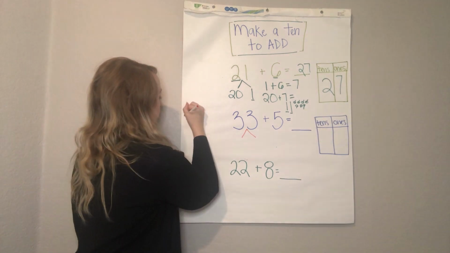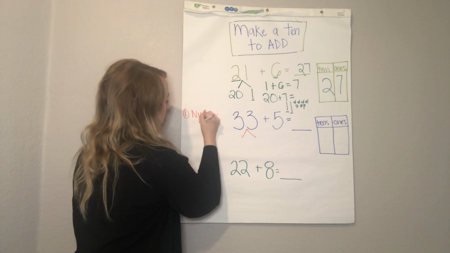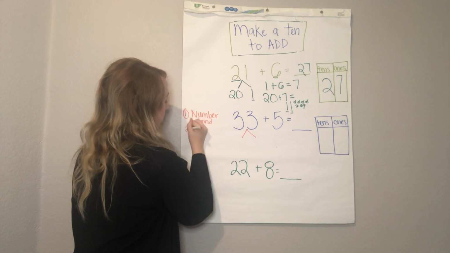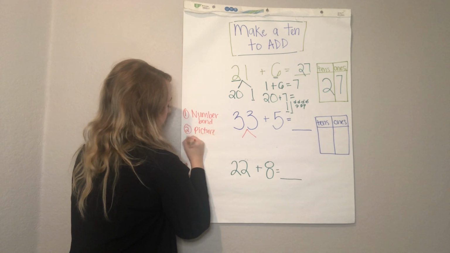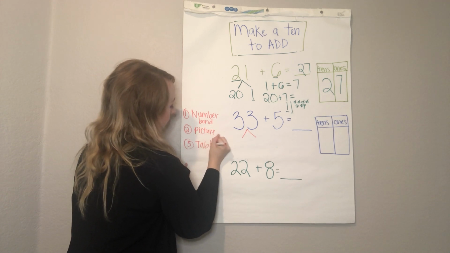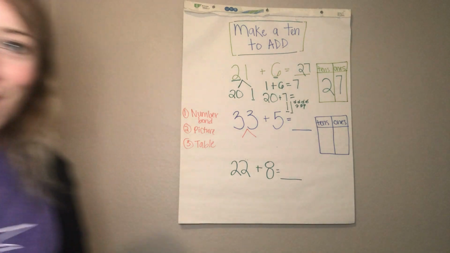So let's write out our steps here. Step 1, number bond. Step 2, picture. And 3 is your table. Okay, I'm going to give you about 2 minutes to go ahead and work on this problem. Go ahead.